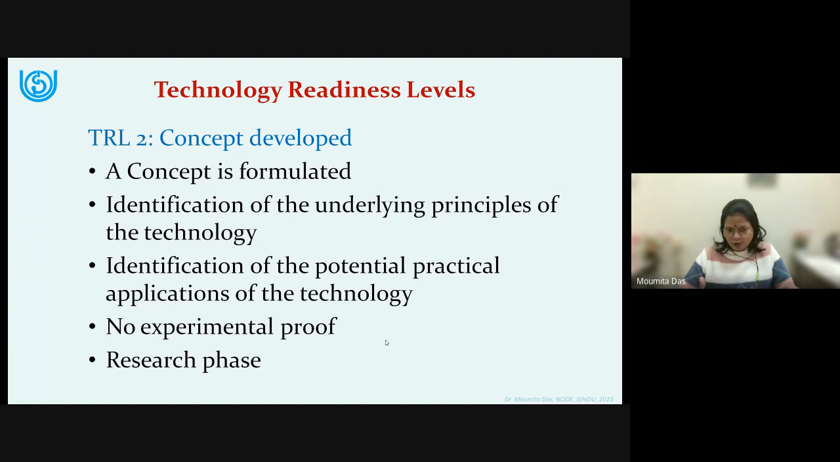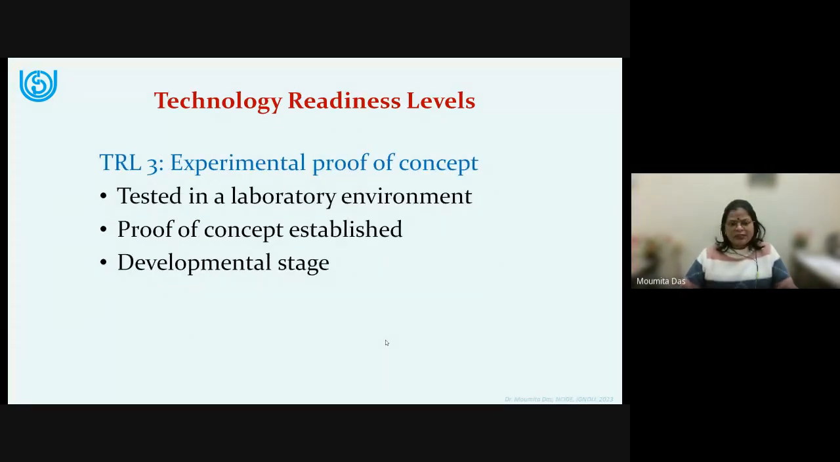And then you write a concept note on that filter. And so this is also at a research phase. The concept, TRL2, is at the research phase, and you don't have an experimental proof of your idea, right? Of this particular tea bag. So at TRL3, you have to develop an experimental proof of the concept. So this is something which you do in a laboratory environment.